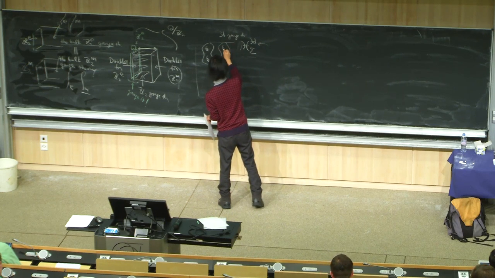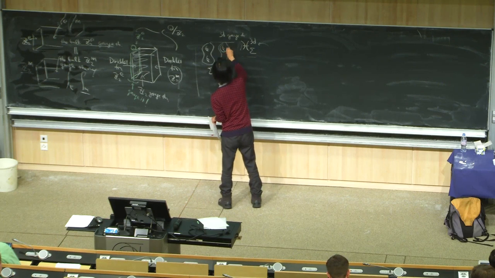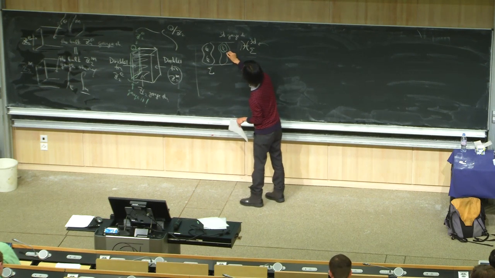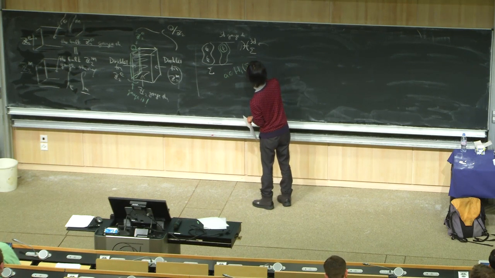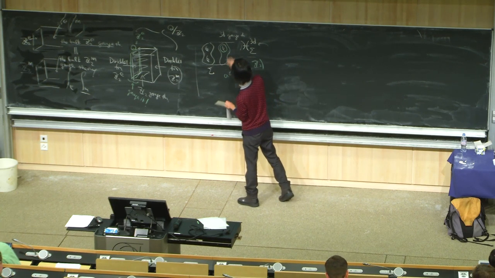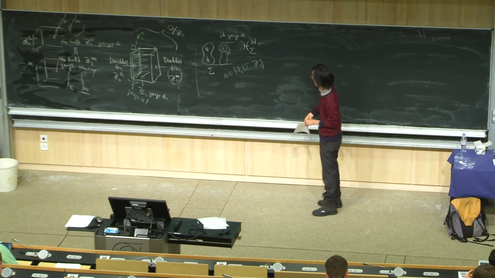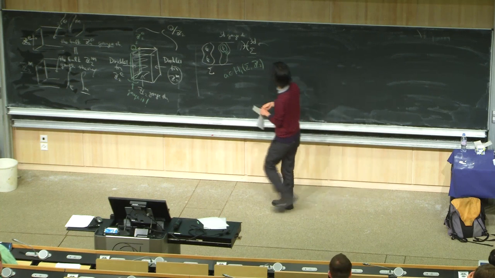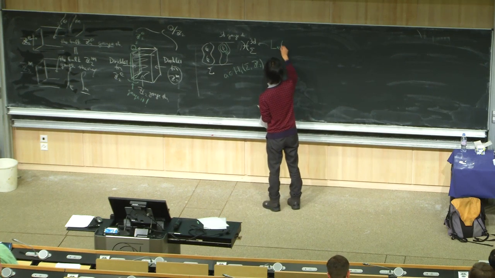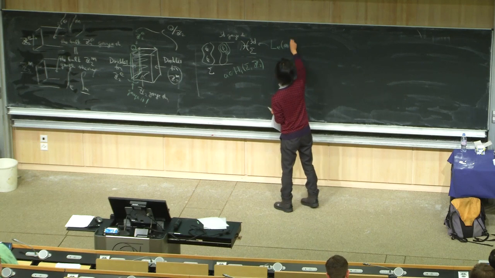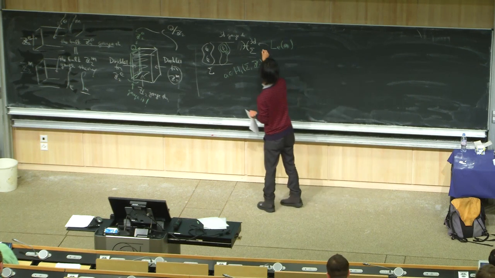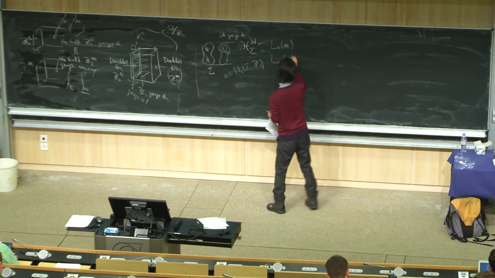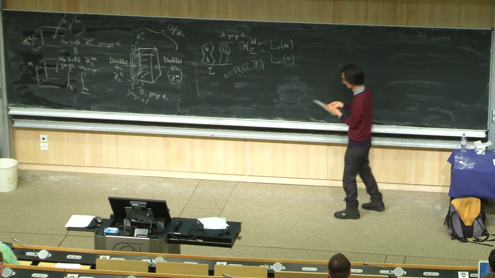For example, let's say you have a Wilson line. Let's pick an element A from the Z2-valued homology, H1 of sigma with Z2 coefficients, and say you want to label it with the Wilson line operator E. This gives you an operator I denote by LE of A. This just means the Wilson line wrapping around the cycle A. And similarly, I can consider magnetic Wilson line operators.